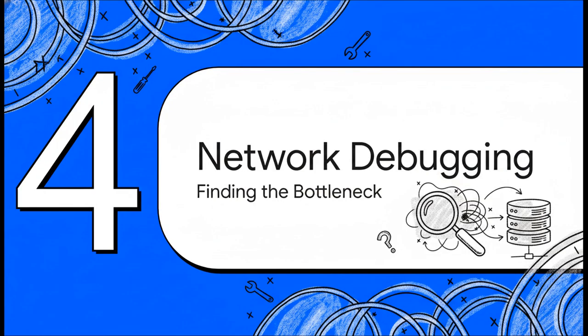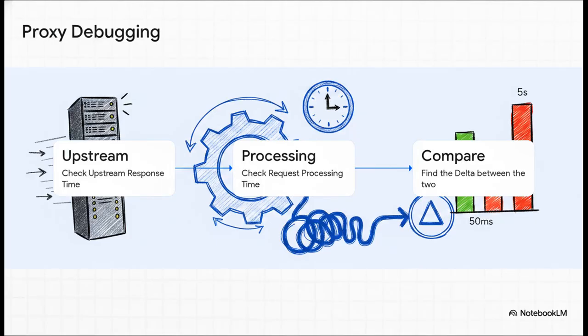But when things inevitably break, how you debug defines your seniority. Let's look at Section 4, debugging the network path. When you're debugging edge routing, always use the golden metric of proxy debugging. You're comparing two crucial things, the upstream response time versus the request processing time.